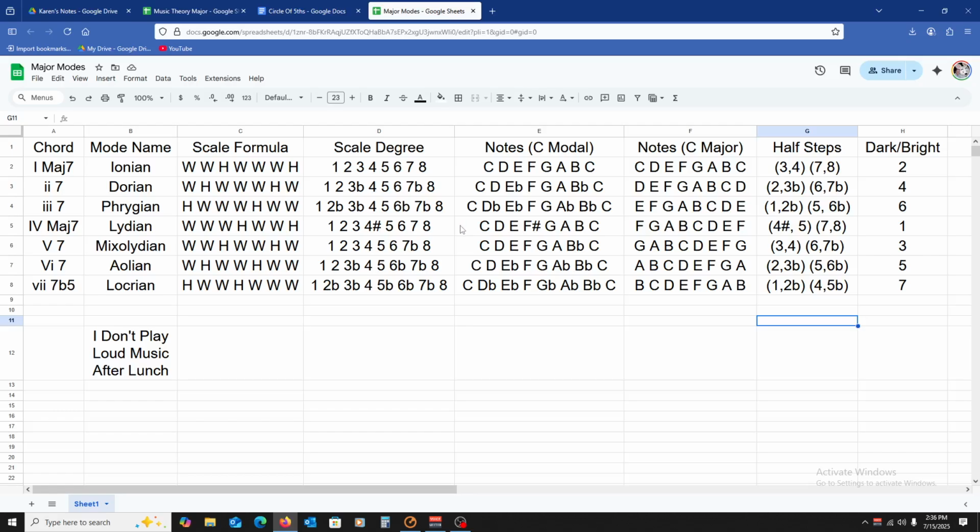And Lydian is always going to sound best over the 4 chord of whatever key you're in. So if you're in the key of C, your 4 chord is going to be F, and your F chord is going to be the easiest to give your Lydian sound to, right?